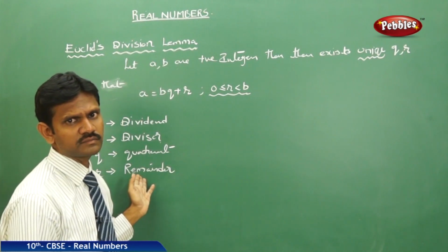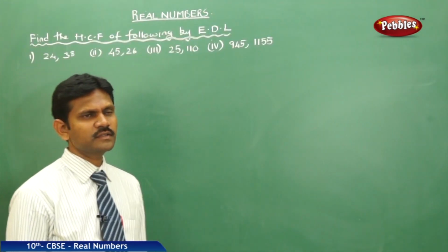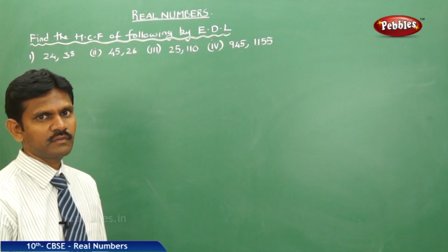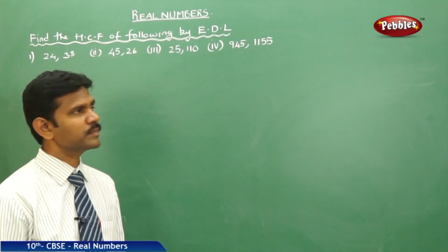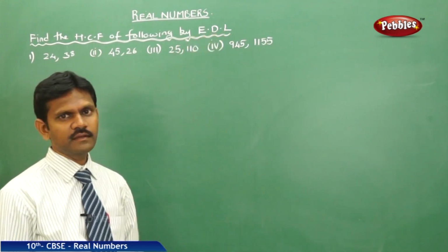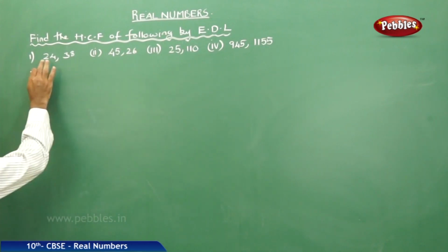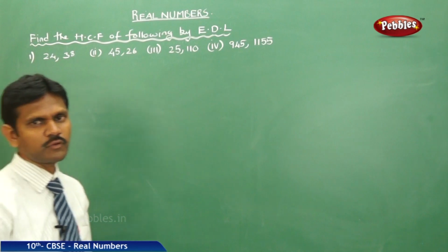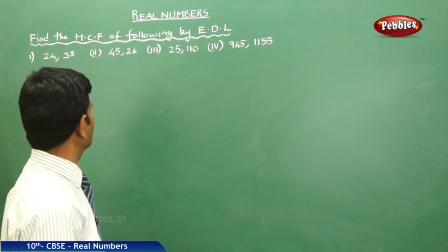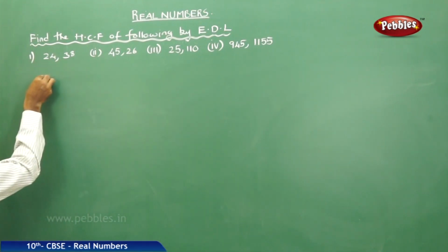a is the dividend, b is the divisor, q is the quotient and r is the remainder. Okay, now how to find the HCF of the given two numbers or three numbers by using EDL, that is Euclid's division lemma. Now let us consider two numbers. First example, HCF of 24 and 38. First of all, follow the division method.